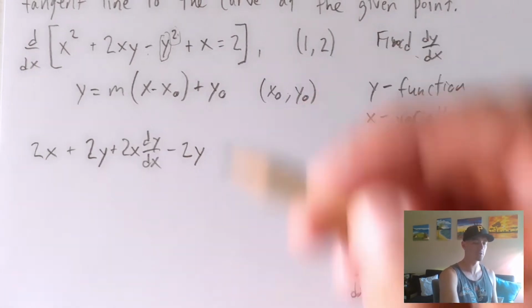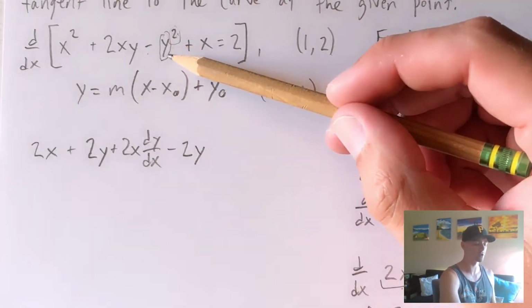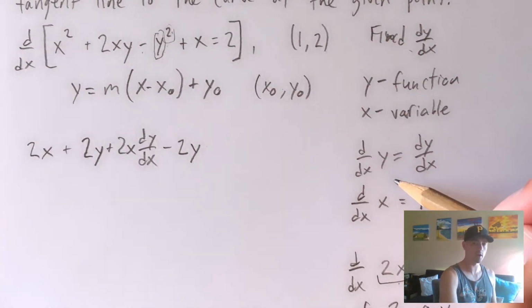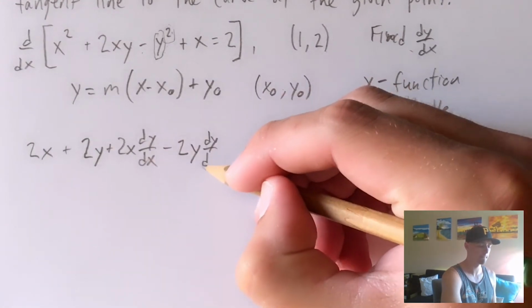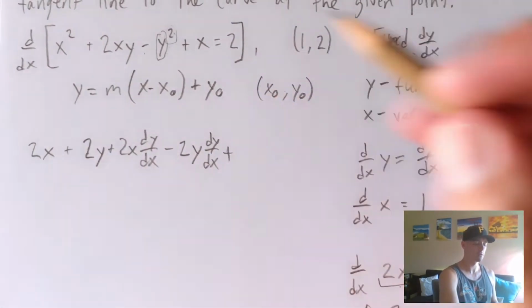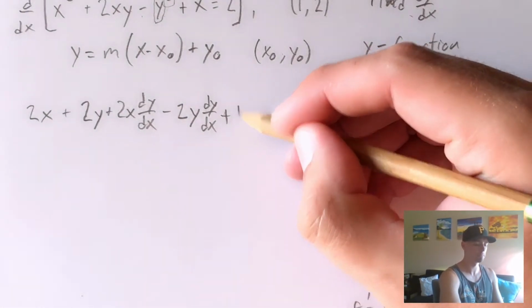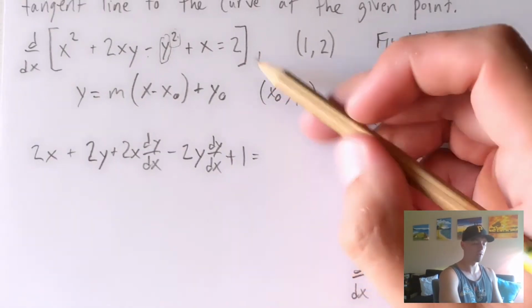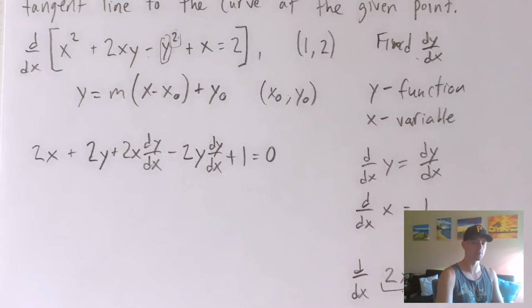And then we have to multiply that by the derivative of our inside function. Well, our inside function is y. So the derivative of y is dy dx. And then the derivative of x, like we figured out over here, is just going to be 1. And then the derivative of the right side of our equation is just a constant. So the derivative of a constant is always 0.